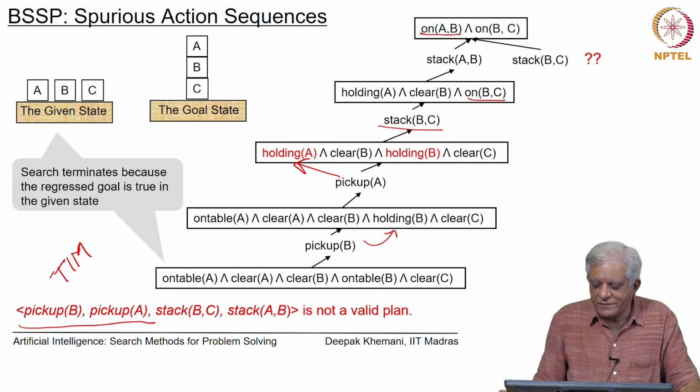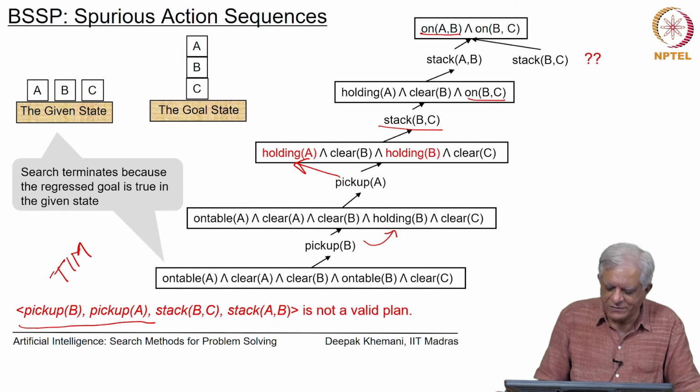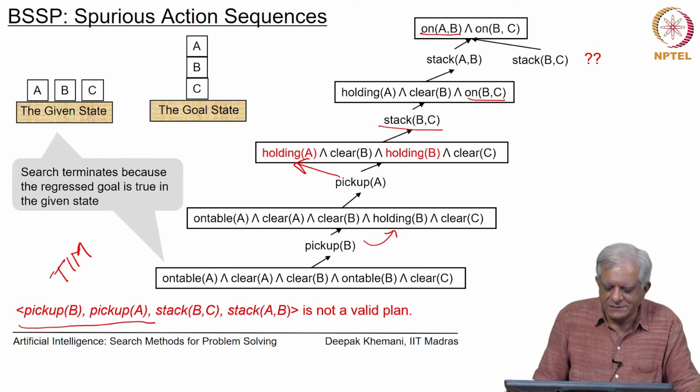Worse, if our algorithm had said that we have stack B on C as the last action, now you can see clearly that is not possible, because A has to be on B somehow, and in our simple world we cannot manipulate blocks which are carrying other blocks on top of them.